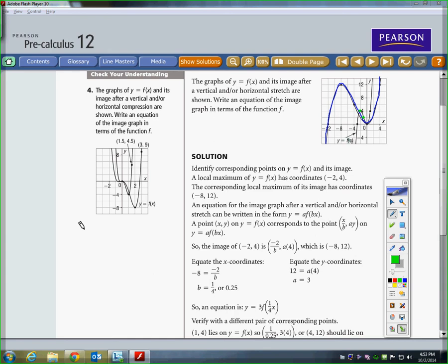Let's erase that previous little bit there. Okay, so can I? Yeah, I kind of do. All right, so this is that maximum, and it lines up with this maximum. Okay, so this one would be negative 2, comma 4. That's this point here, negative 2, comma 4 on my original, and this one is negative 8, comma 12.